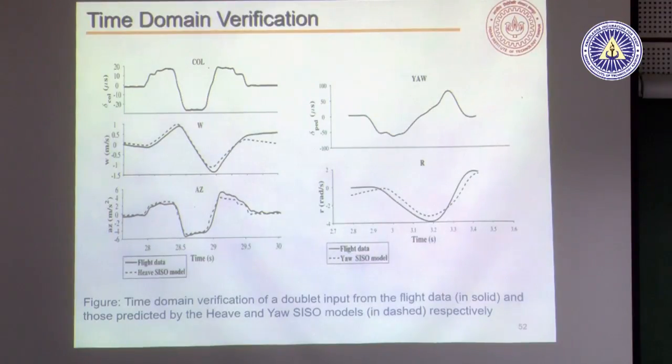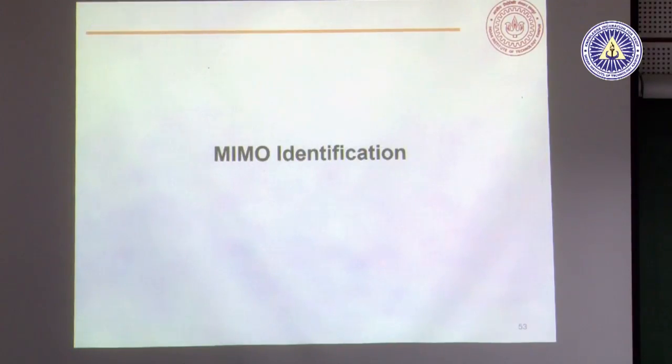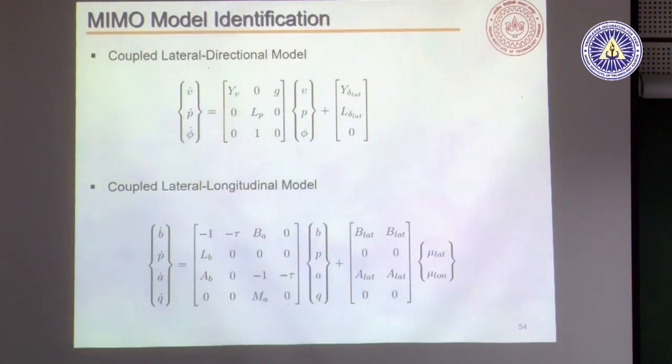So, with single axis identification, if you are giving motion in only a single axis, your correlation is okay. But when you give the input in a particular axis, you typically end up with a response in the other axis also. That we are right now not even looking at. Now, MIMO identification. This is the coupled lateral directional mode, where V, P and phi are all included. Then the coupled lateral longitudinal model, with V, P, A and Q.